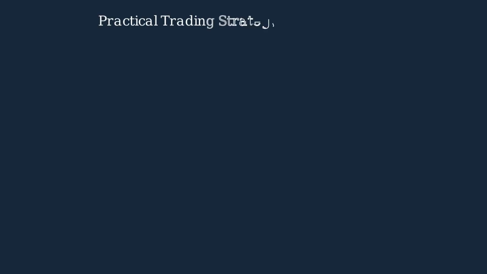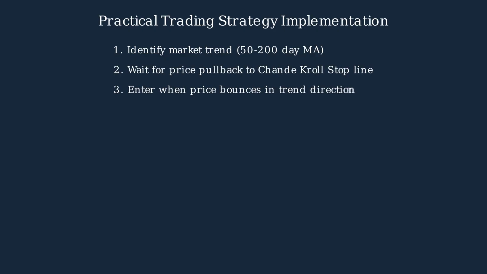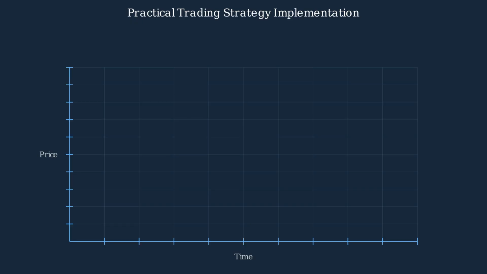In this section, we will implement a complete trading strategy using the Chande Kroll Stop indicator. Here are the 5 key steps to implement this strategy effectively. Let's start by examining the first step, identifying the market trend using 50 and 200-day moving averages.